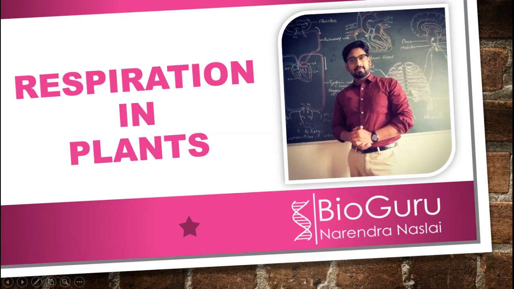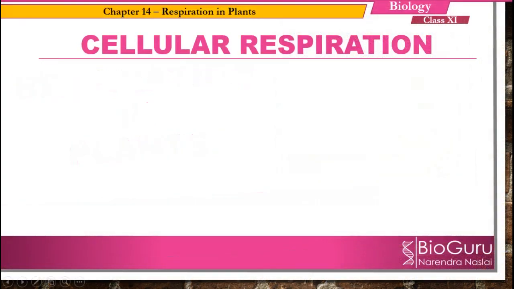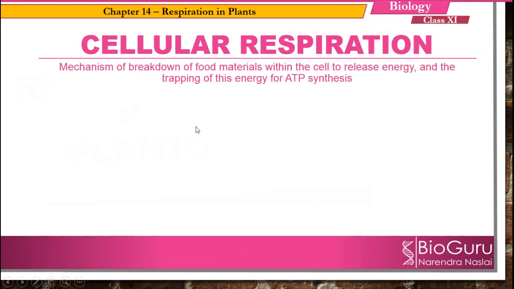Today in this video I am going to start the chapter that is respiration in plants. So what is that? Let us see. So here we are going to study cellular respiration. Now what is this cellular respiration? Cellular respiration is the mechanism of breakdown of food material within the cell to release energy and the trapping of this energy for ATP synthesis.